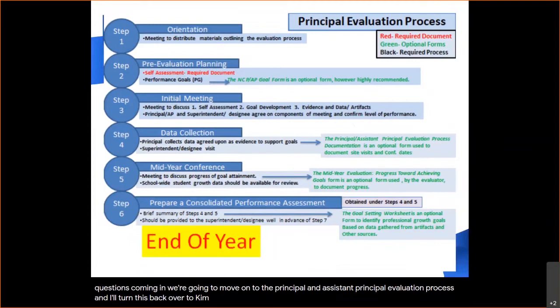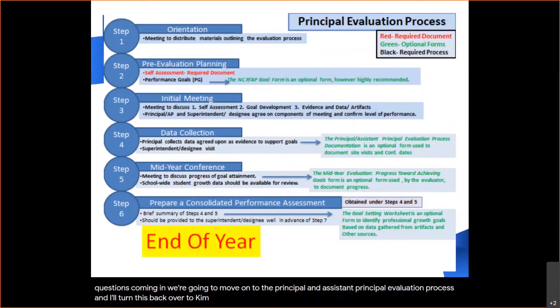So let's look closer at step 6, prepare a consolidated performance assessment. And this should happen at the end of the school year. This is so that the principal can synthesize the information obtained under steps 4 and 5, the data collection and the mid-year conference. This brief summary, and you might want to identify with your evaluator, if you're a principal or assistant principal, how long they may want this to be or what all they may want to be in this consolidated performance assessment. And that's a good discussion point to have at the beginning of the year.